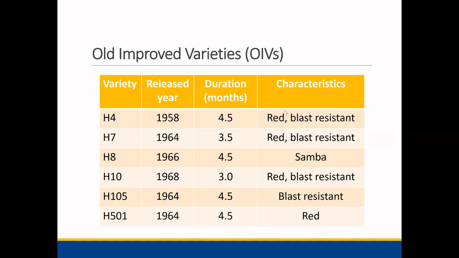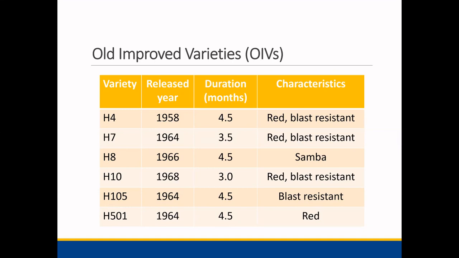You can see most of the old improved varieties were red pericarp varieties. Red rice, not the white one. Only when they started working on the newly improved varieties were they giving priority to the white rice varieties, because the majority of the population preferred those white rice varieties.